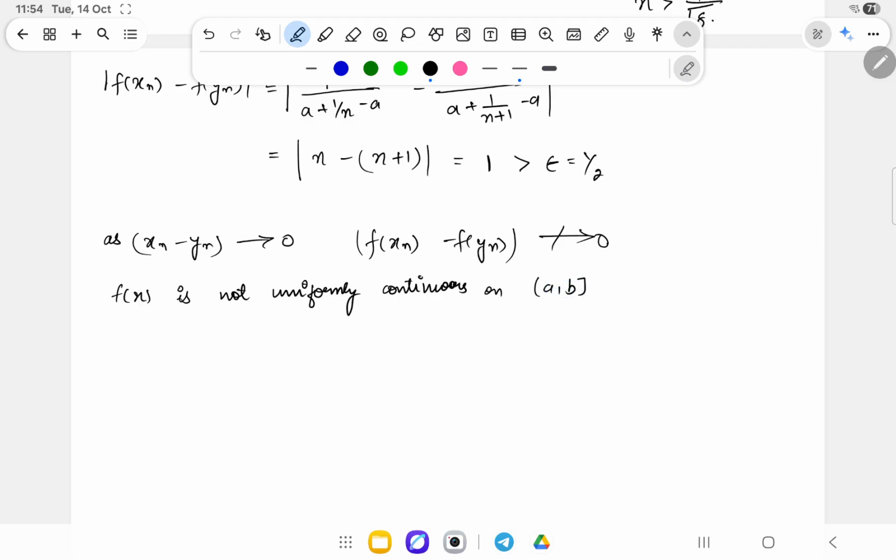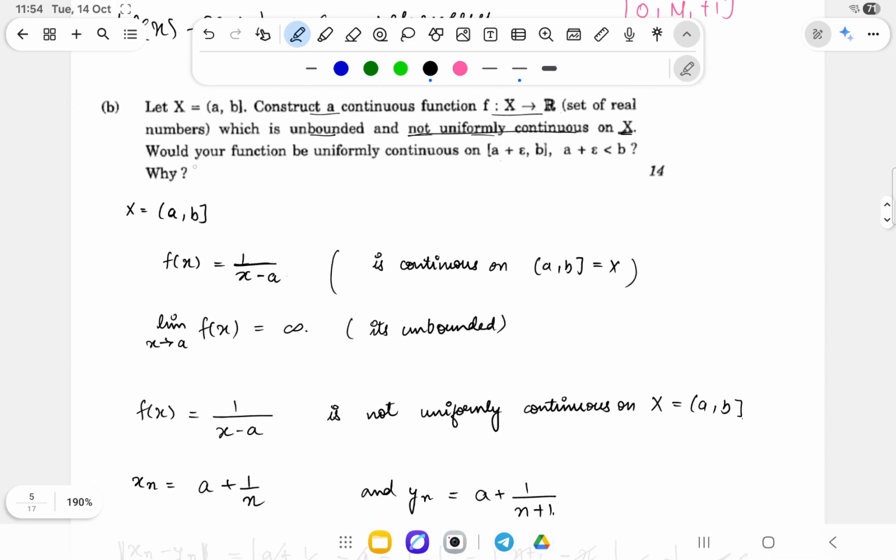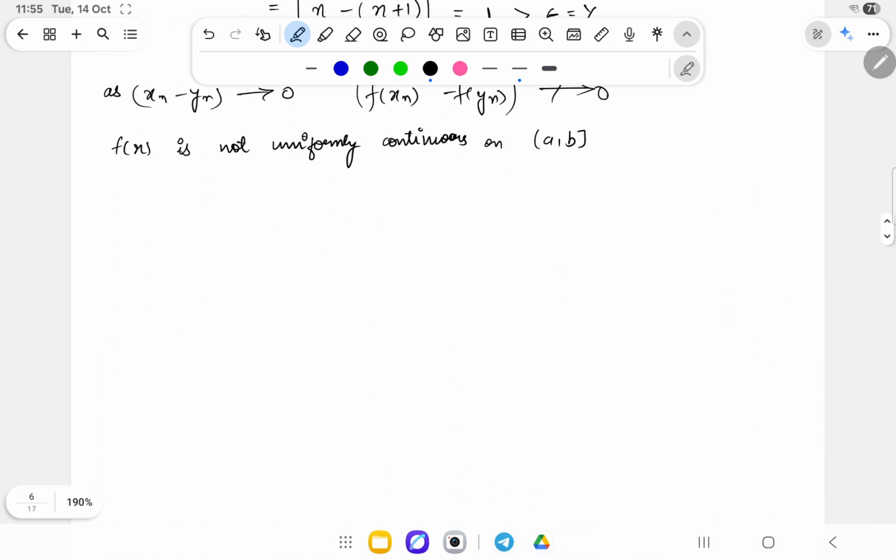Now in the question there is another subpart which says, would your function be uniformly continuous on this interval, that is [a plus epsilon, b]? So we are supposed to check whether f(x), that we assumed as 1 by (x minus a), is uniformly continuous on the closed interval [a plus epsilon, b].